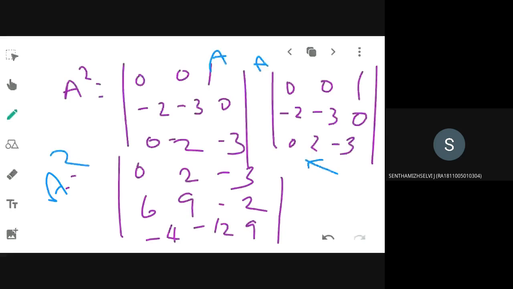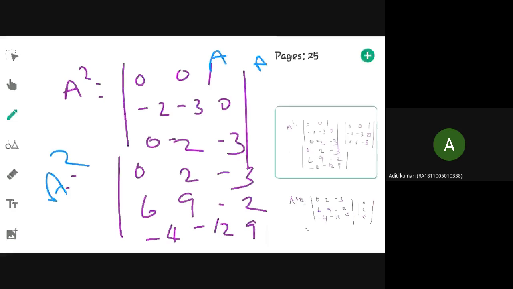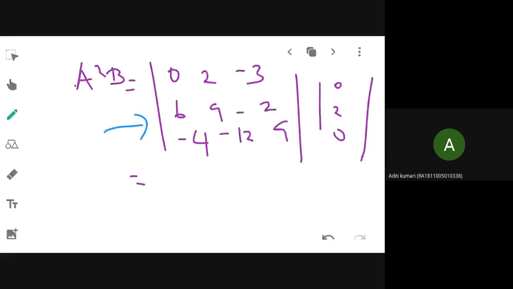Now, what is A squared? Okay, are all able to hear me or not? Yes, ma'am. In between, I lost my network connection. Find out A squared B now. A squared B you need to find. This is A squared, so I have to find A squared B. So this is my A squared and this is my B matrix. Multiply and tell me the answer.